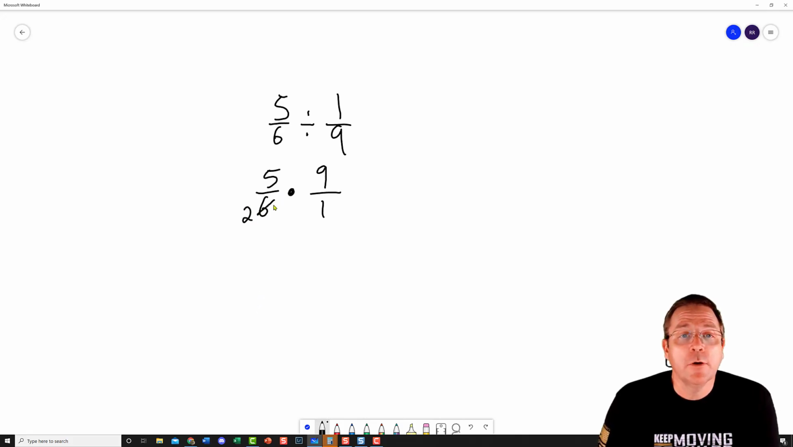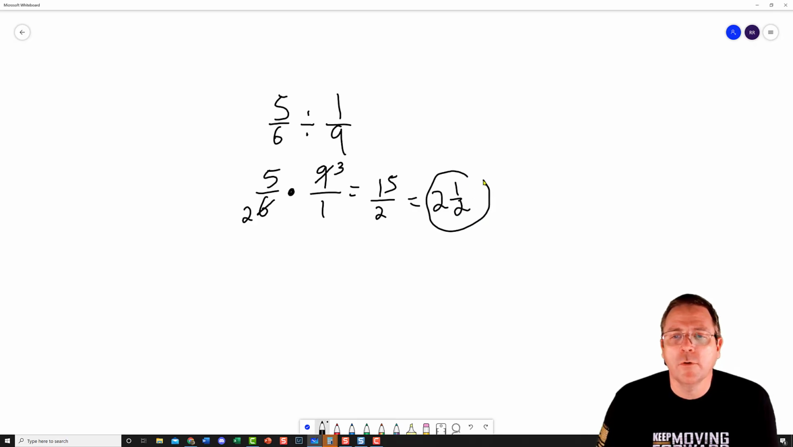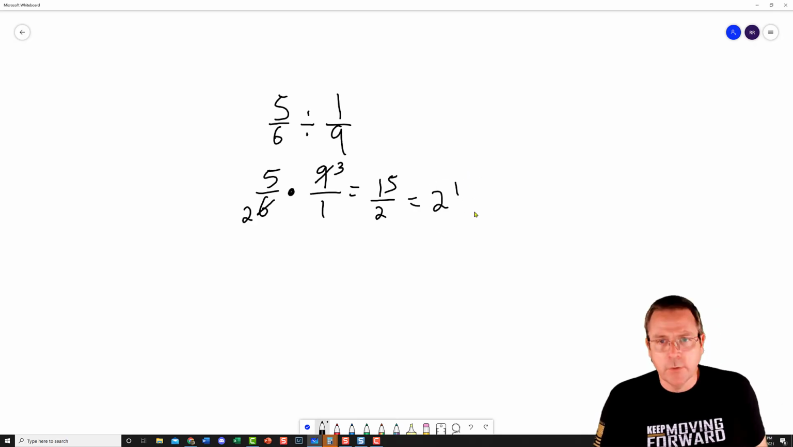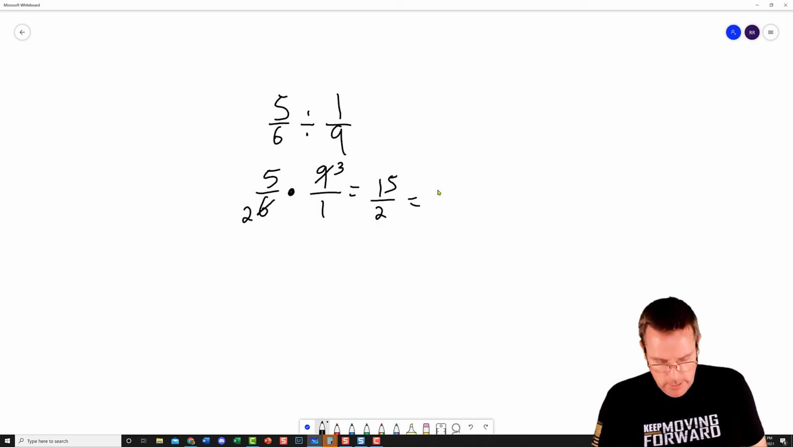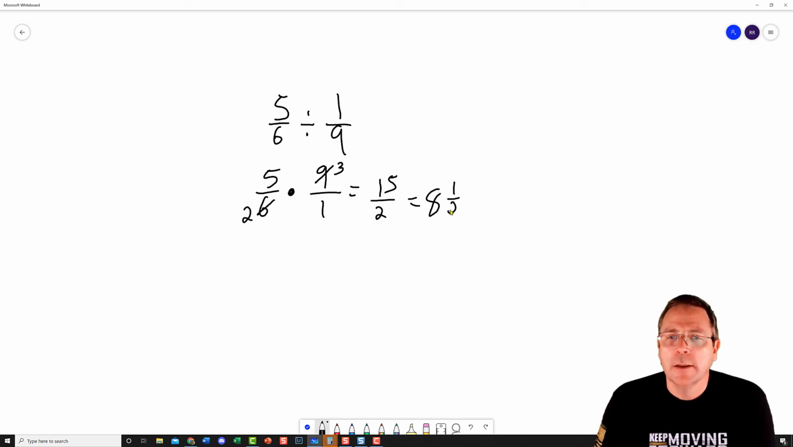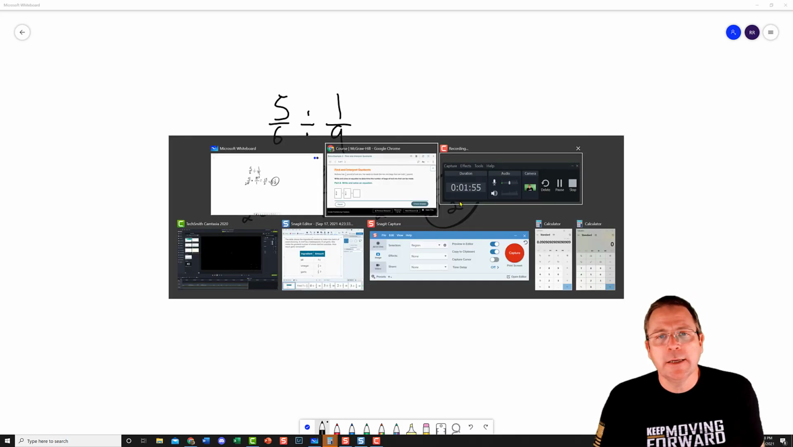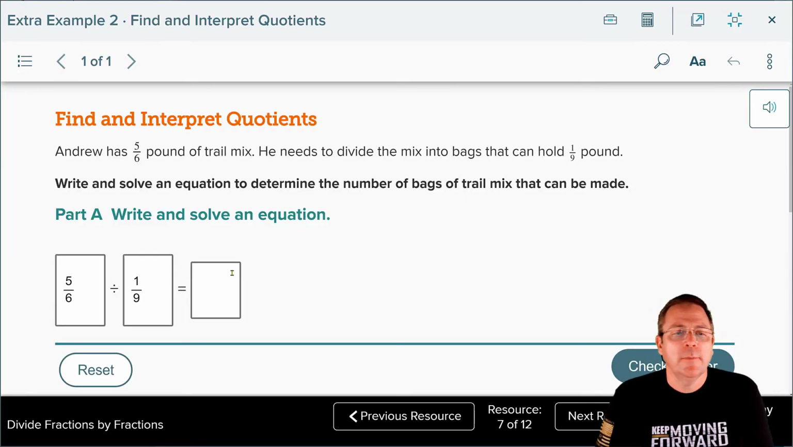Simplify. 3 goes into 6 2 times, 3 goes into 9 3 times, 5 times 3, that's going to become 15. 2 times 1, that's going to become 2. And when you simplify that down, it'll be 2 and 1/2 left over. So, I'm sorry, not 2 and 1/2. What am I thinking? It's going to be 8 and 1/2 left over. So, how many full bags can he get? I'm thinking that's going to be 8.